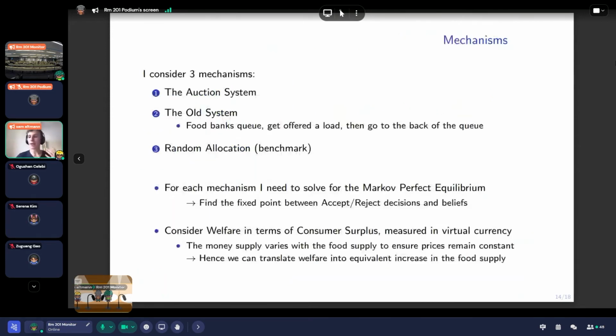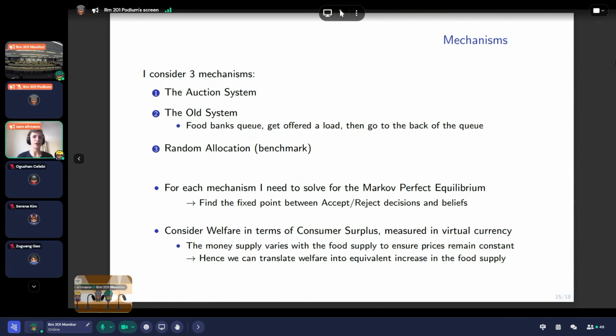Next. So now I'm going to talk a little bit about my counterfactuals. I'm going to consider three counterfactuals. So the auction system, the old system where food was more or less offered at random, you get to the head of the queue and what food is offered to you is essentially random, and also just a random allocation that I'm going to use as a benchmark.